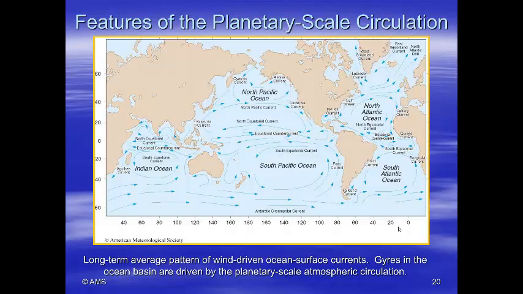So this is a map of our planetary scale circulation and the ocean currents that are wind driven. And we find the long-term average pattern of the wind-driven ocean surface currents. And we get these circulation patterns that develop in the oceans.